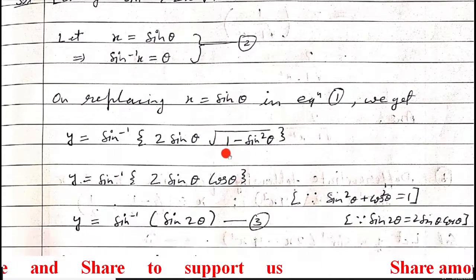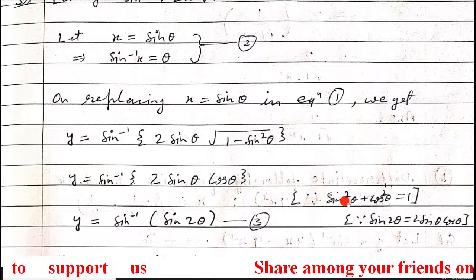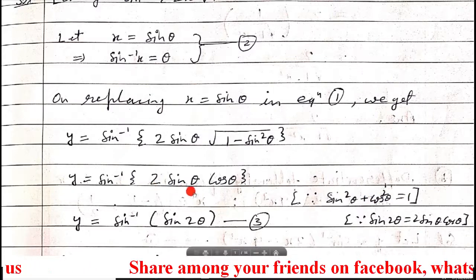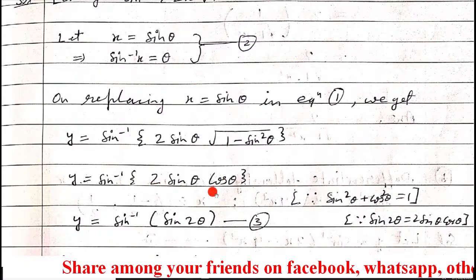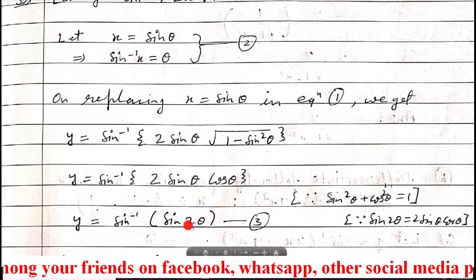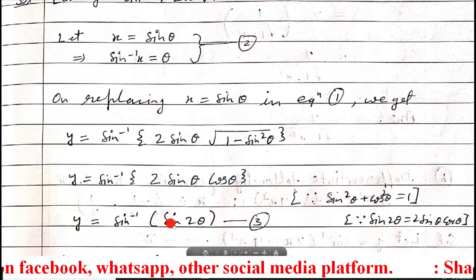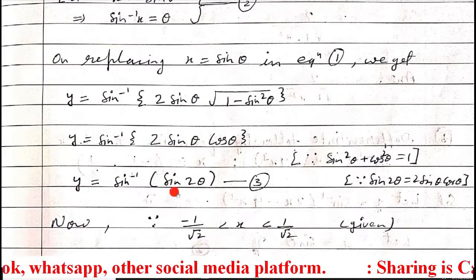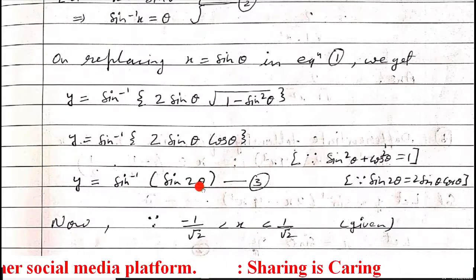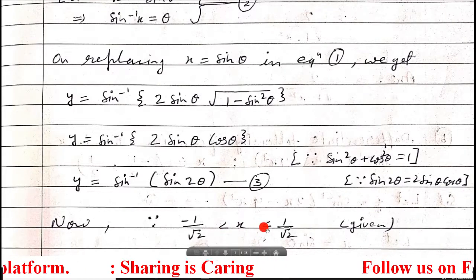Now root 1 minus sine square theta is cos theta. It is from the identity sine square theta plus cos square theta equal to 1. Now here when we observe, we found that 2 sine theta cos theta is the formula of sine 2 theta. That's why we will replace it by sine 2 theta. Now this sine inverse and this sine can be removed, but before that we have to confirm that this 2 theta will satisfy the given condition or not.